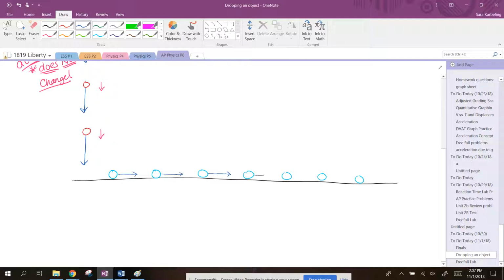They're all the same. Okay, that's our velocity vectors. Then would you talk to your table mates and draw the acceleration vectors, please?